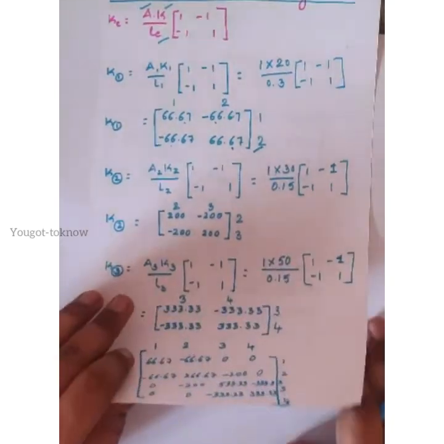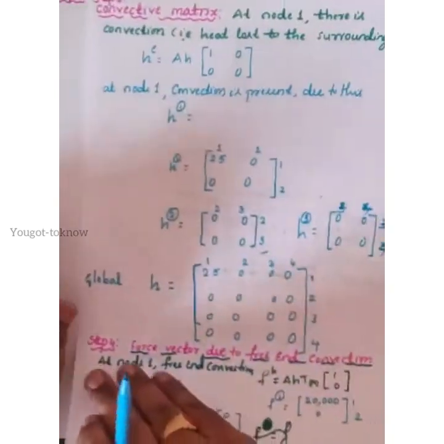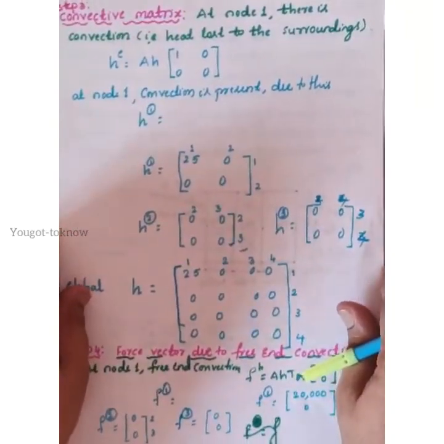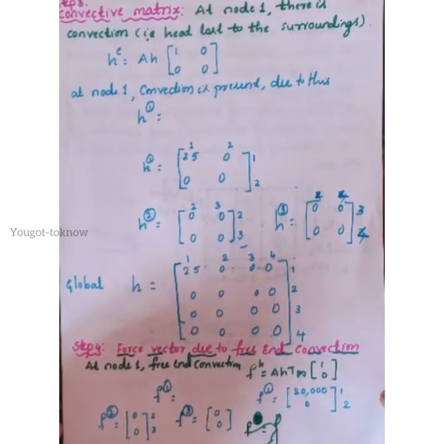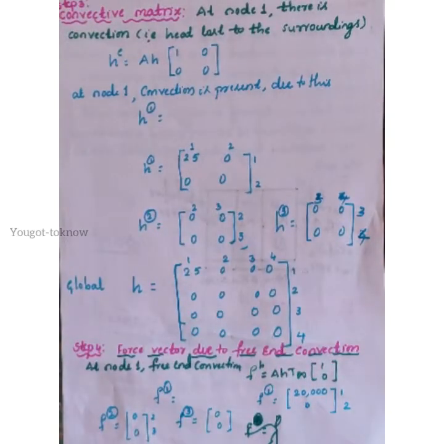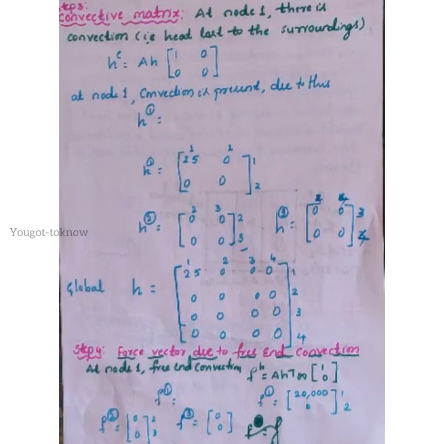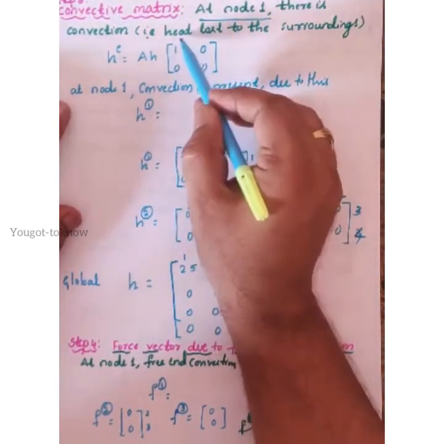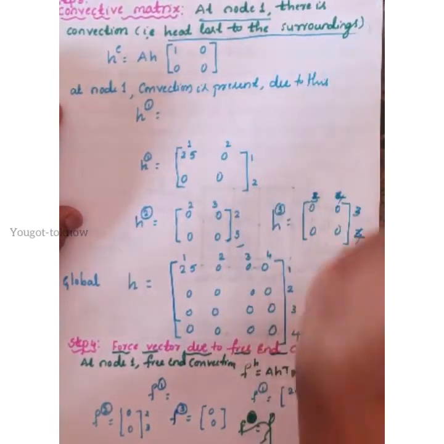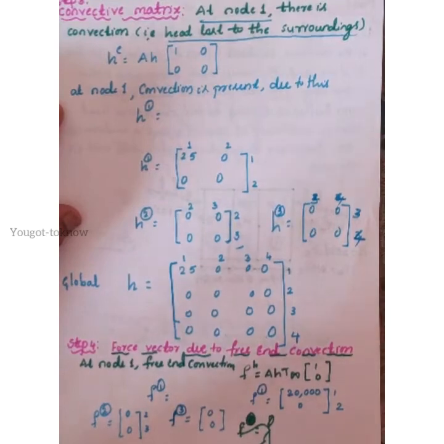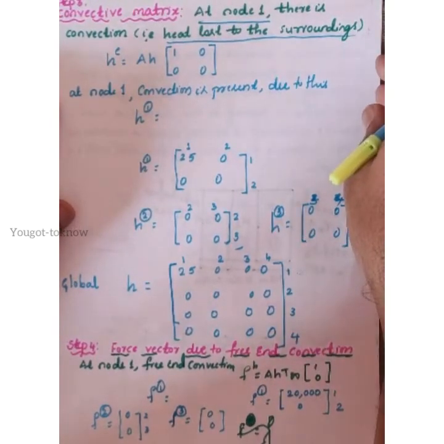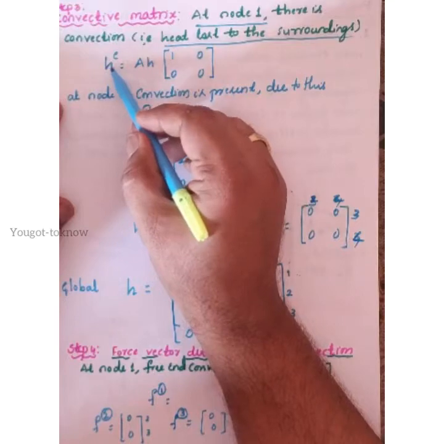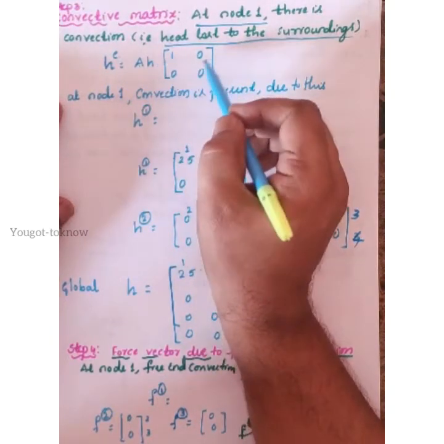Now the next thing you want to calculate is the convective matrix. How to calculate your convective matrix? We know that convection is acting at node 1. Convection is about heat loss to the surroundings, because some fluid is kept there and heat is transferring to that fluid or surrounding. Now the basic equation is H, A, H equals 1000.